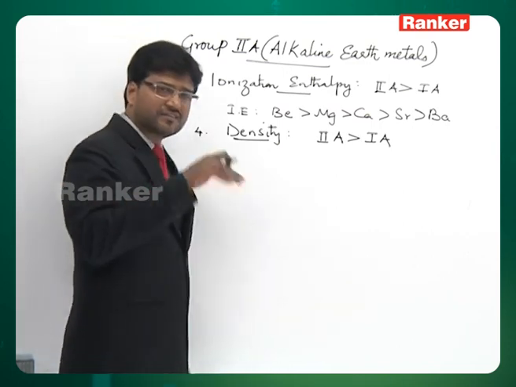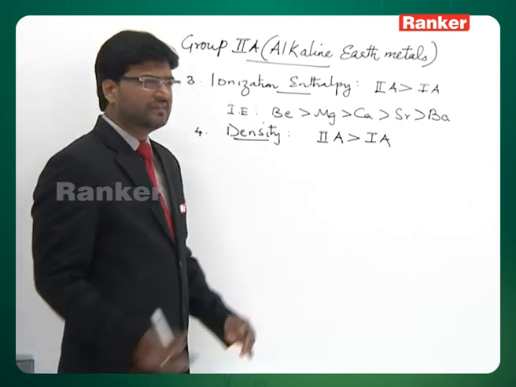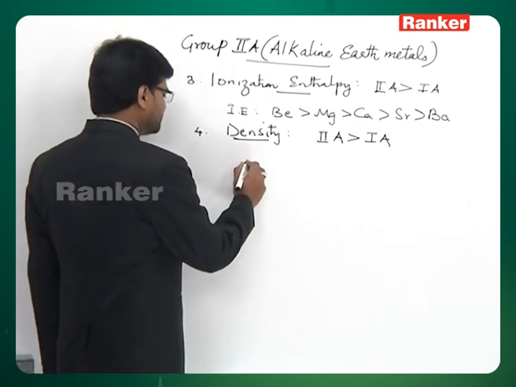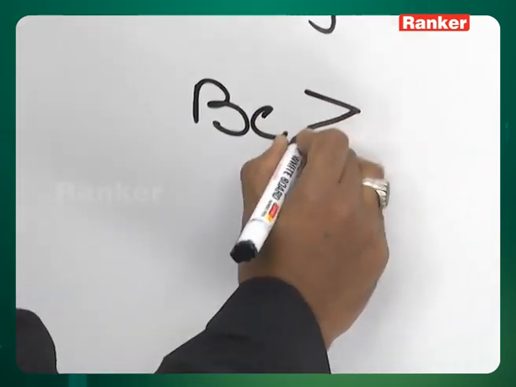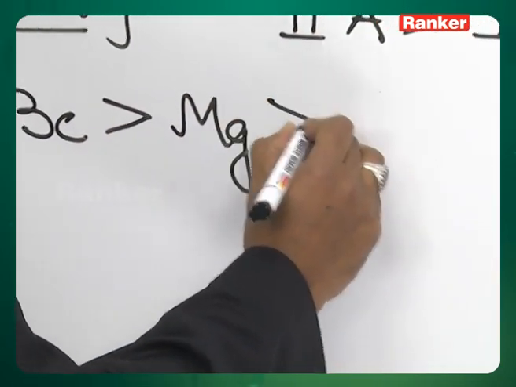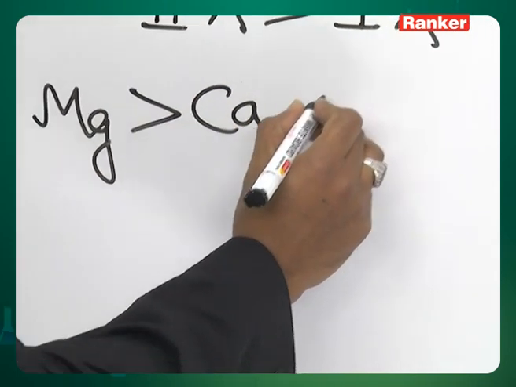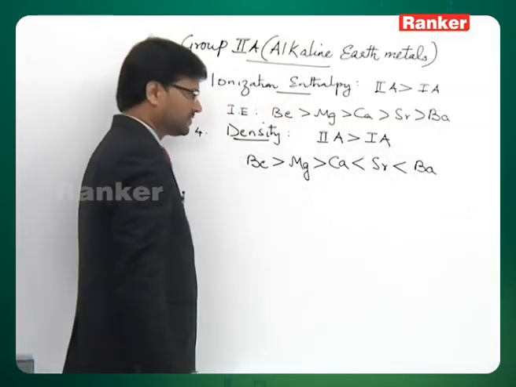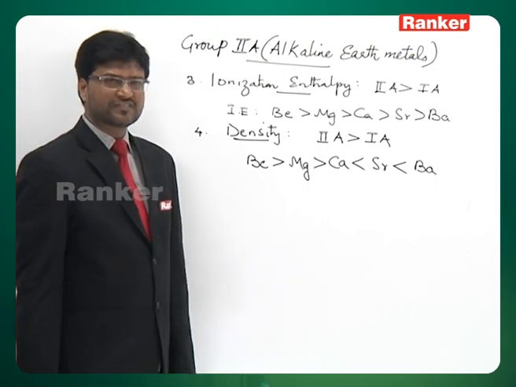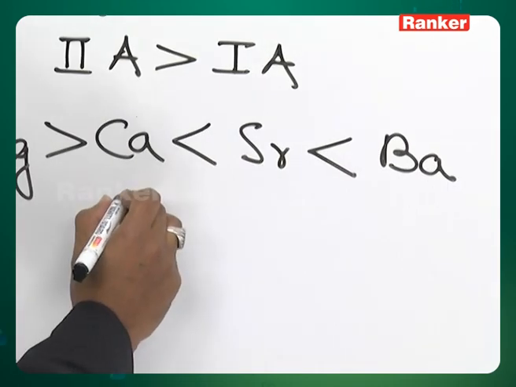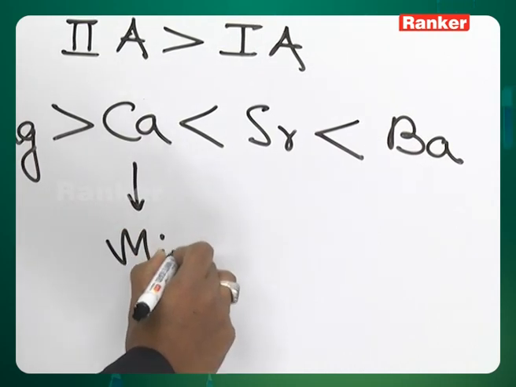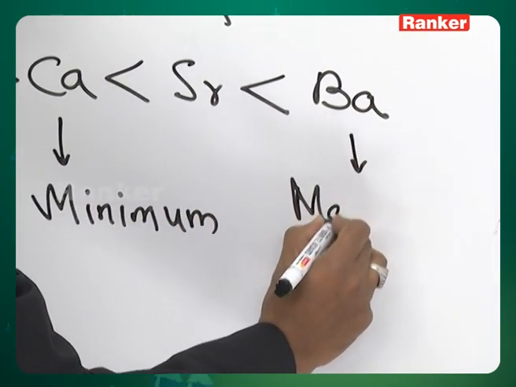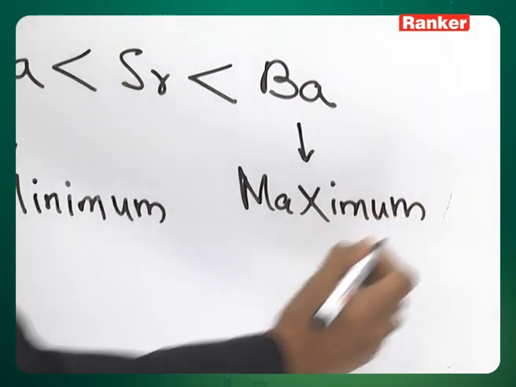Right. Now within this 2A group, as you go down the group, density first decreases up to calcium and then it increases. The order can be given like this: beryllium is greater than magnesium, magnesium is greater than calcium, calcium is less than strontium, and strontium is less than barium. So you can realize the element which has the least density among them is calcium. This has a minimum value of density, whereas the element having the maximum value of density is barium.